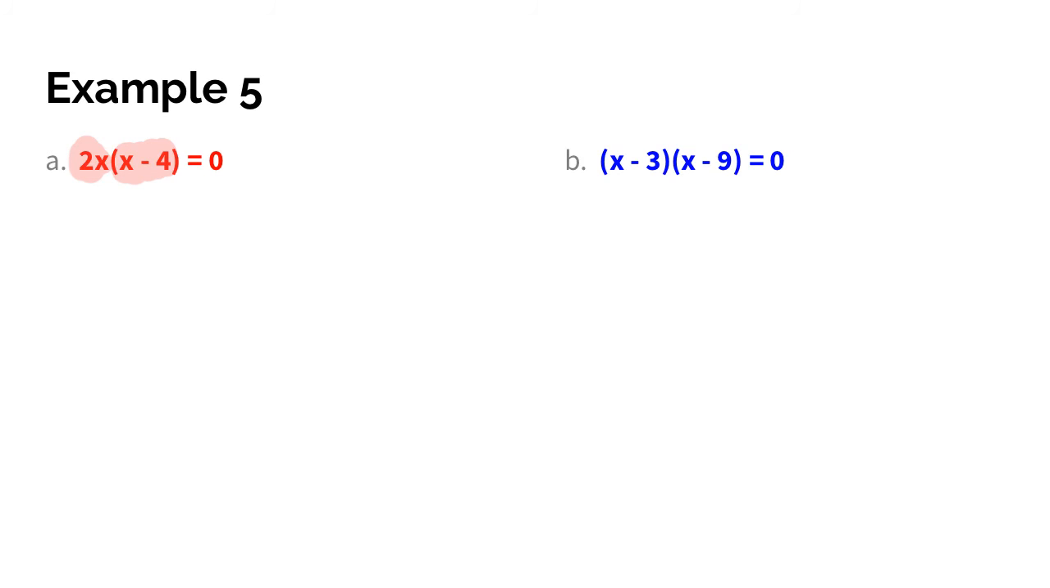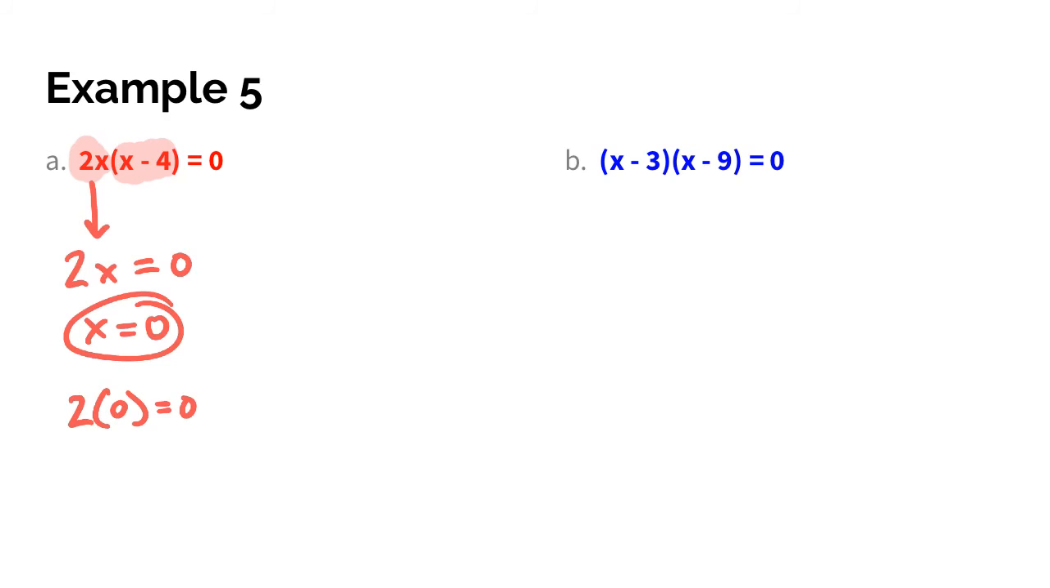I need to figure out first, okay, if I have 2x, 2 times what number would give me 0? And this one's pretty easy. x would need to be 0. Now when x is 0, if I look at this, 2 times 0 would give me 0. But 0 minus 4 in the second part would give me negative 4. So it's like saying 0 times negative 4, which would give me 0. So when x is 0, it makes the first term 0.